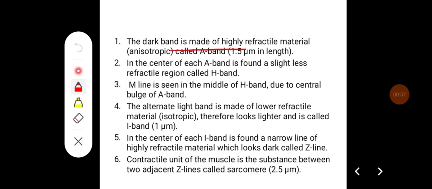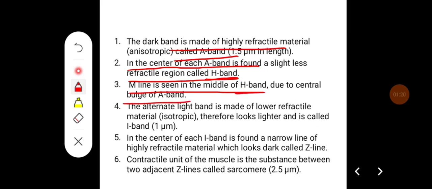The dark band is made up of highly refractile material which is called the A band, that is the anisotropic band, which has a length of 1.5 microns. In the center of each A band is found a slightly less refractile region which is called the H band. The M line is seen in the middle of the H band due to the central bulge of the A band.